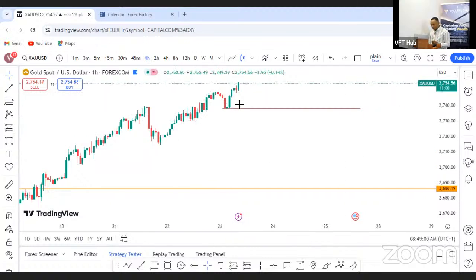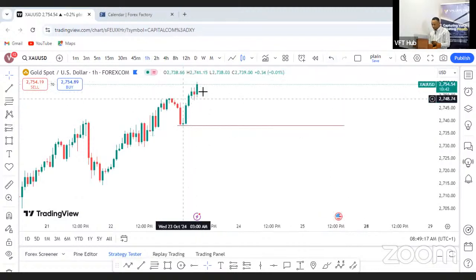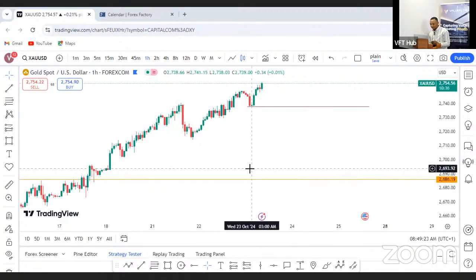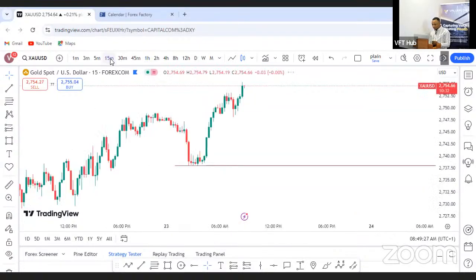If this doesn't happen, then we'll just keep buying gold all the way to the upside, all the way to 3,000 price points. That's what we'll be doing going forward on gold. All right, so this is the analysis. Gold expecting 3,000 price point. If not, then a retracement after a break of structure here, all the way to 2,700 or 2,685. So this is what we're expecting on gold.